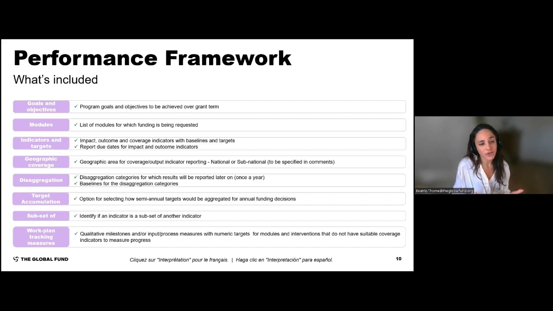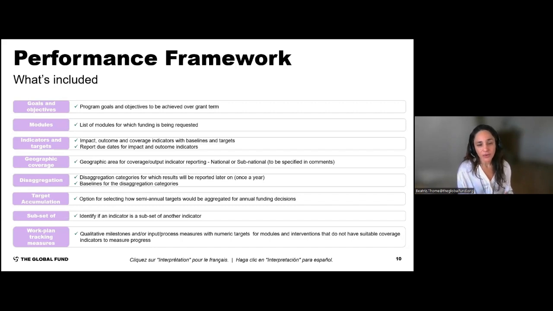It will include the geographic coverage of these indicators as well as work plan tracking measures, mostly for the coverage output level reporting. And these can be national or subnational. These are to be specified in the comment box of the Excel performance framework file. It will include disaggregation, and there have been a few changes in disaggregation for the new funding cycle, some of which were dropped, some were added to respond to the new Global Fund strategy.